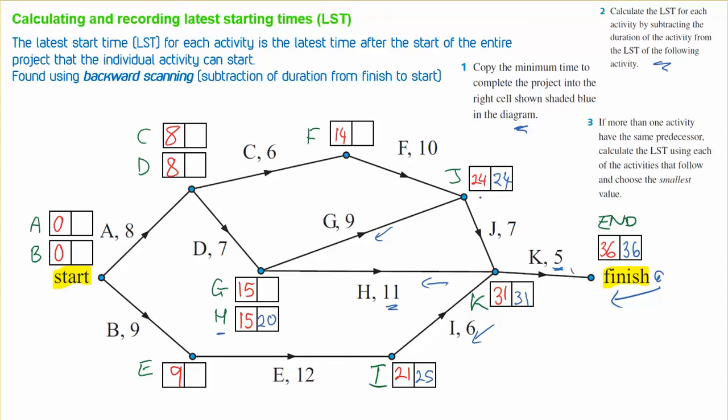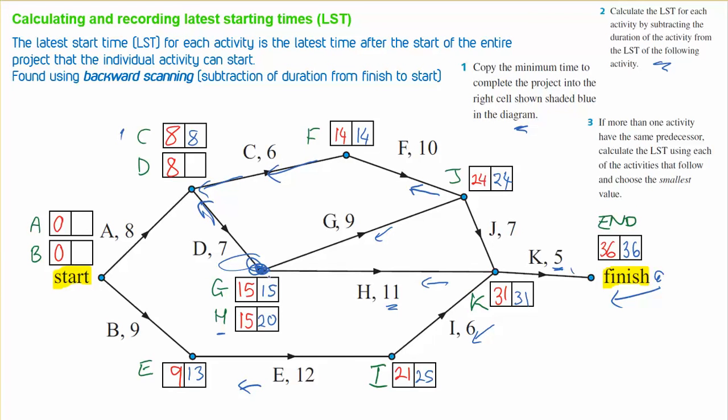Going down G, 24 minus 9 equals 15. Going down F, 24 minus 10 equals 14. And then I might start down here, 25 minus 12 takes us to 13. Up here, where we've got C and D both coming in, a bit like what we had at this vertex here, we've just got to calculate each on their own. So from going down C up here, it's 14 minus 6. That takes us to 8.